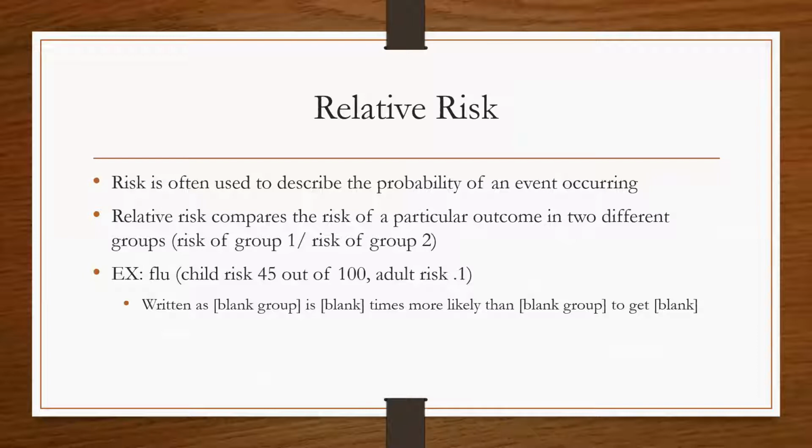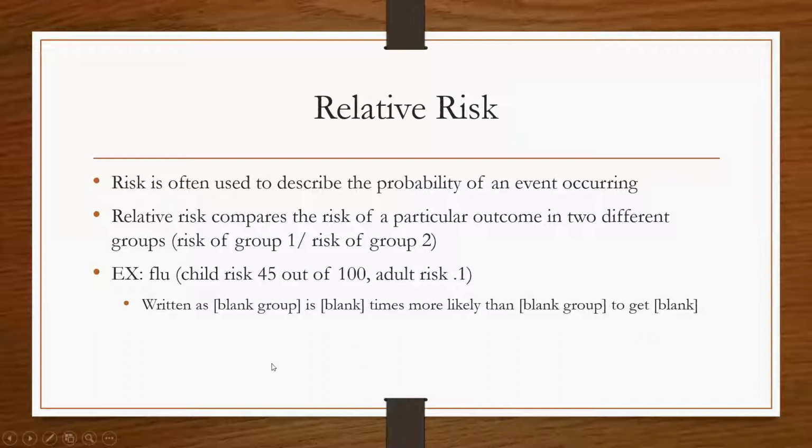But what relative risk does is it compares the risk of an outcome in two different groups. So basically it's like group 1 divided by group 2. So in the example that I said, take for instance that the adult risk is only 0.1 instead of 0.45. Then it would be 0.45 divided by 0.1. So it would be a child is 4.5 times more likely than an adult to get the flu.